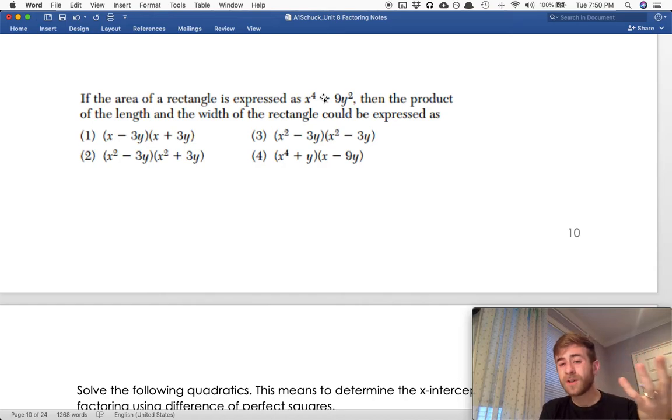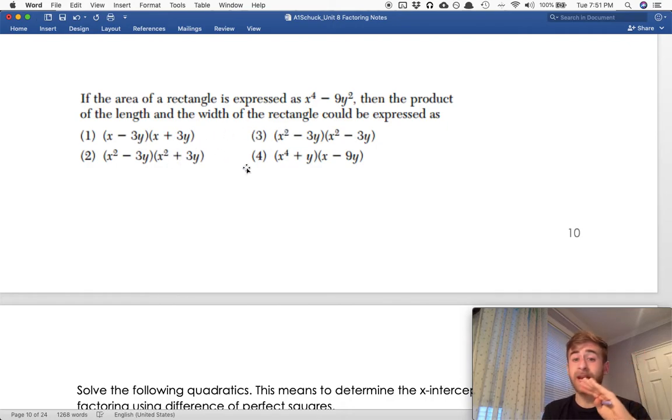Or if you know your difference of perfect squares, and this is useful, we're done with the regions for this year, but this is useful for the SATs because it gets really quick if you know this method, right? I know, all right, this is a perfect square, subtraction, this is a perfect square. The square root of x to the fourth is x squared. So I know that both of my things need to start with an x squared, so it's either going to be choice 3 or choice 2.